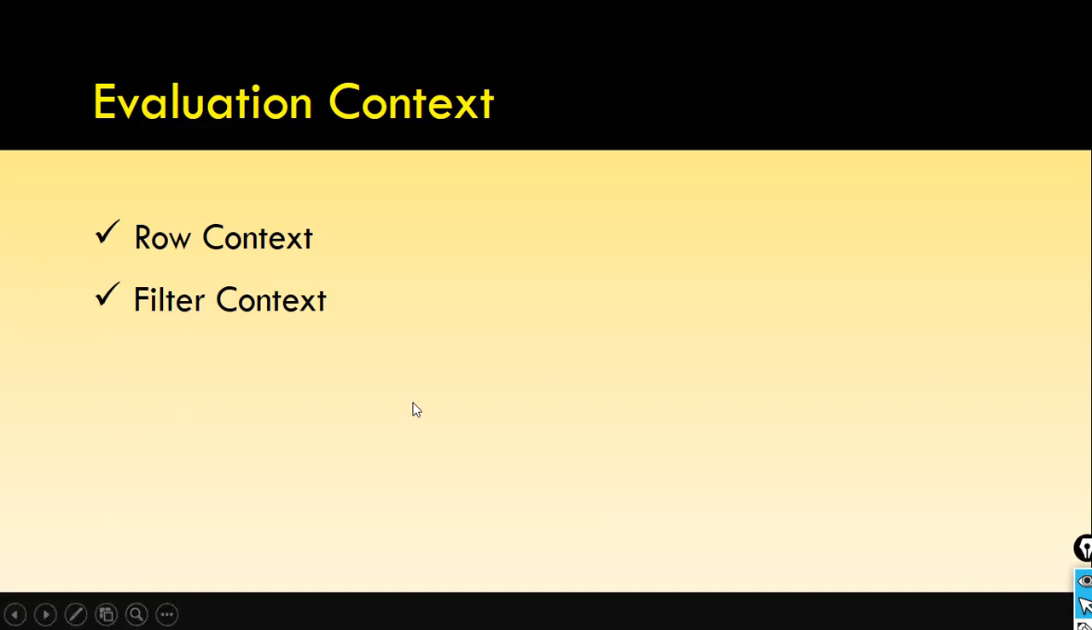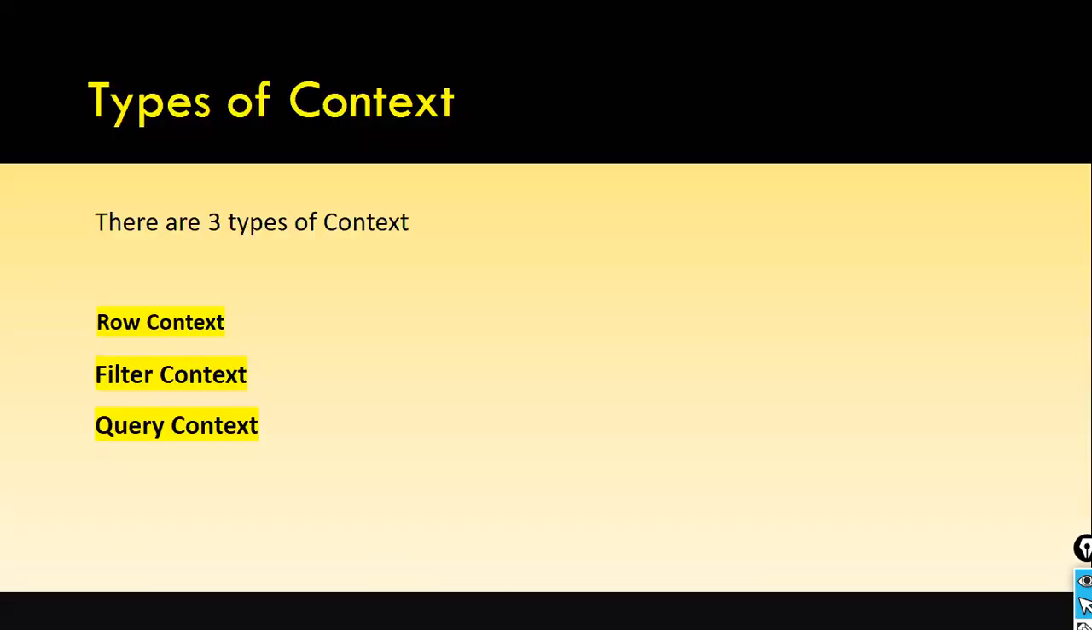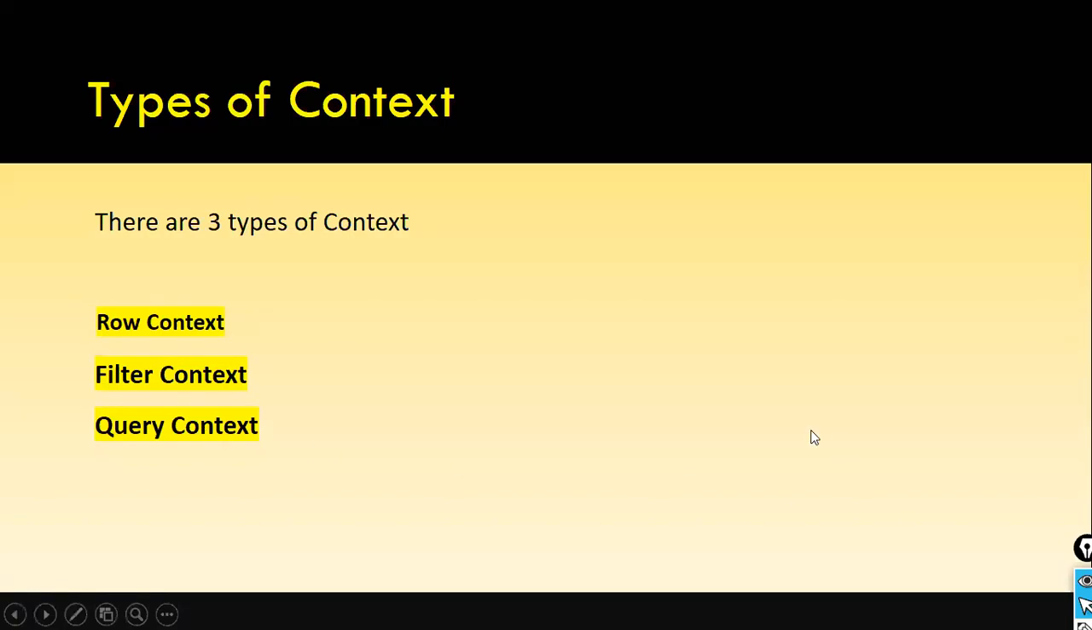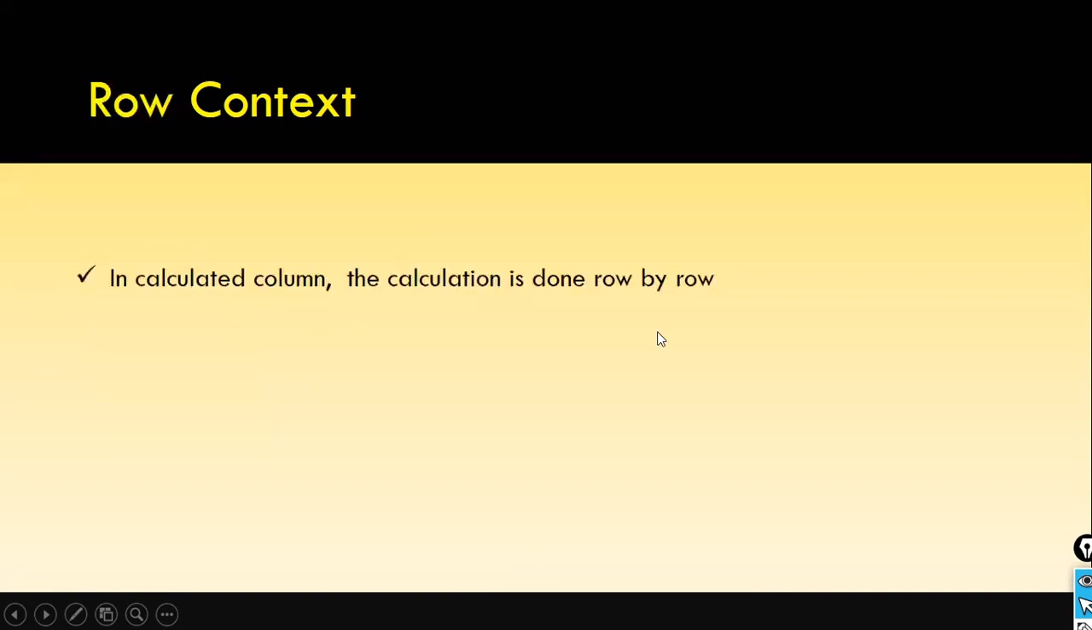Okay, row context and filter context. The row context is the calculated column. Filter context, in general, we use it in a measure only. What are the three types of context? The row context and filter context, but that is what we have seen a while back. We have something called query context. Query context is nothing but the combination of these two. We can say that way.